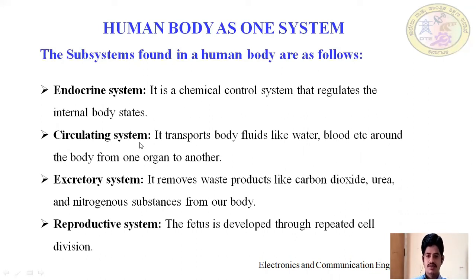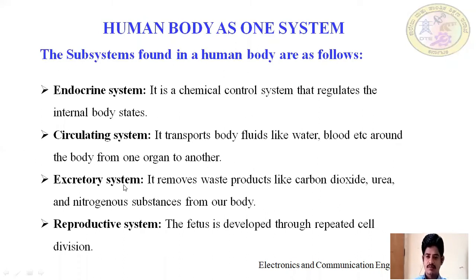Then comes the circulatory system. Circulatory means it transports the body fluids like water, blood, etc. around the body from one organ to another. We know that the blood circulates continuously to provide oxygen to all parts of the body. That circulatory system is one subsystem in the human body.